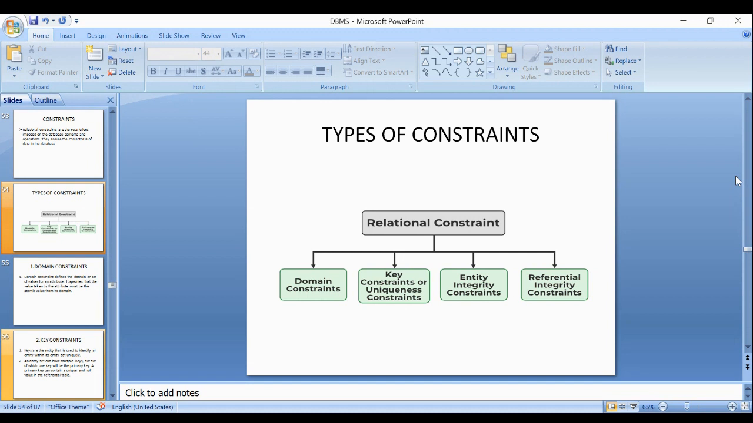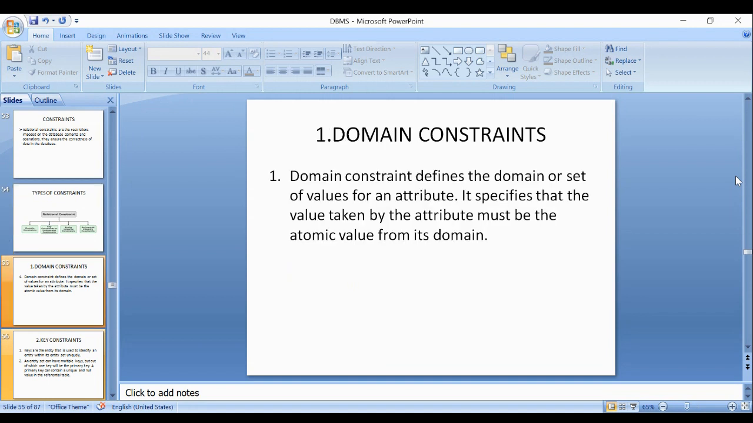Now coming to the types of constraint. There are four types of constraint. First, domain constraint. Second, key constraint or uniqueness constraint. Third, entity integrity constraint. Fourth, referential integrity constraint. Now coming to the first one, that is domain constraint. Domain constraint defines the domain or set of values for an attribute. It specifies that the value taken by the attribute must be an atomic value from its domain.